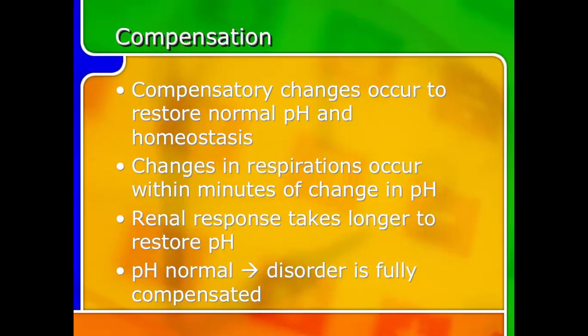Compensation. Compensatory changes occur to restore the normal pH and homeostasis. Changes in respirations occur within minutes of changes in the pH, but become less effective over time. Your renal responses take longer to restore pH, but they are more effective long term. So basically, the respiratory system kicks in first. By the time it's pretty much spent, the renal system kicks in to further help the body compensate.